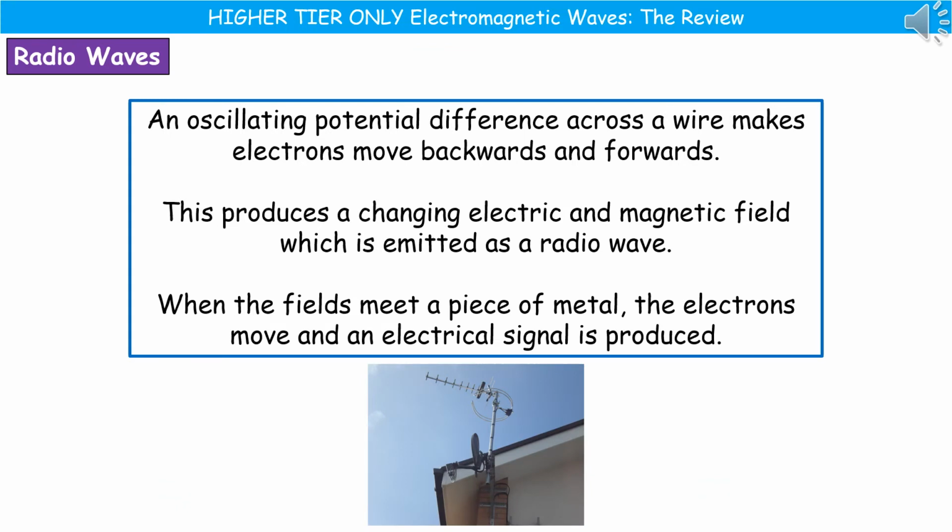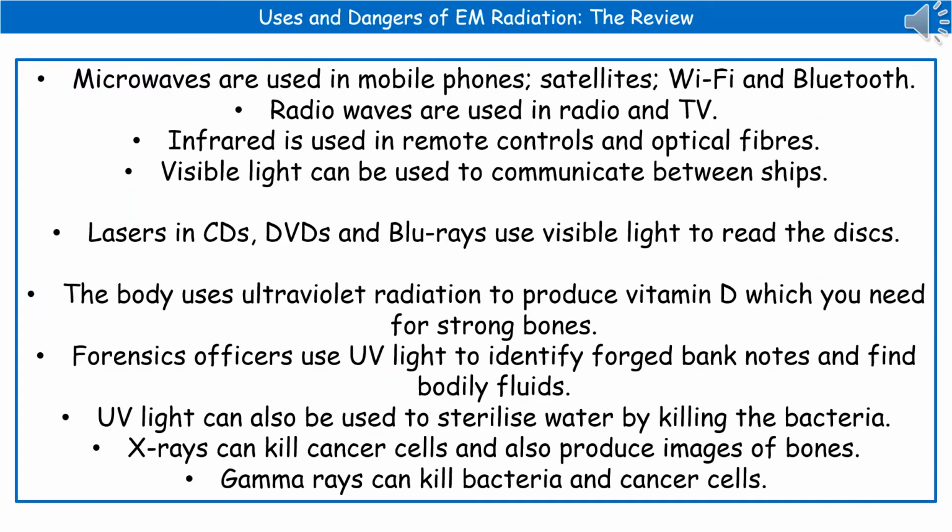If you're doing the higher tier, you need to know about how radio waves are produced and detected. So what we end up with is an oscillating potential difference across a wire, which makes the electrons move backwards and forwards. As a result, we've got a changing electric and magnetic field being produced, and that's what's emitted as our radio wave. When those fields then meet a piece of metal, which is your big antenna, then the electrons move and an electrical signal is produced.